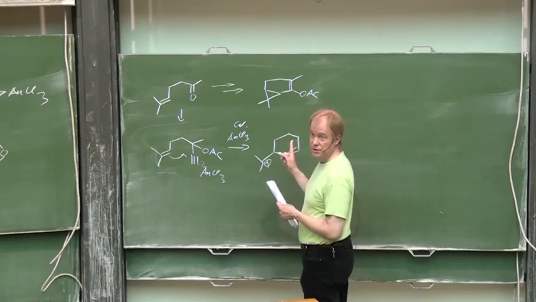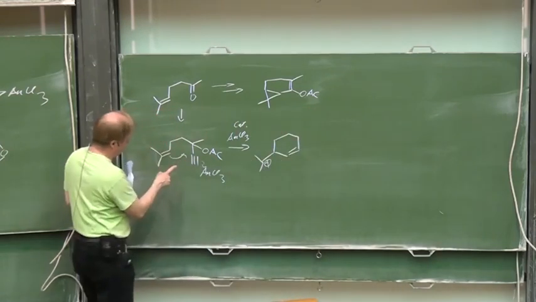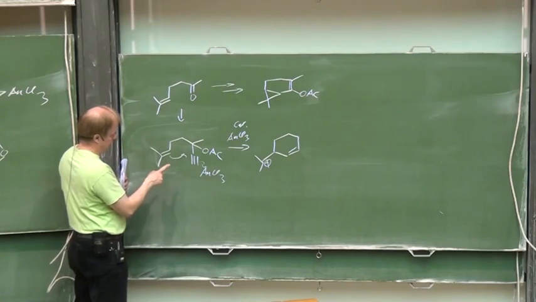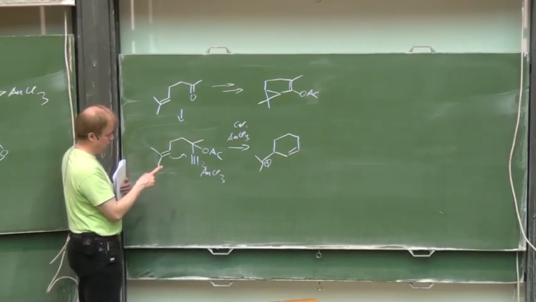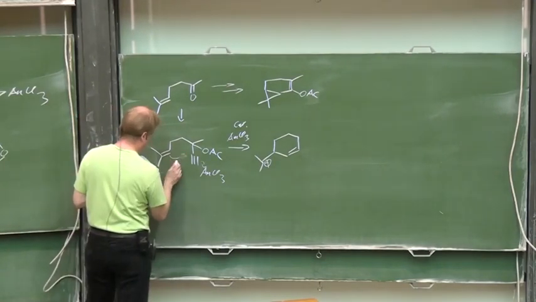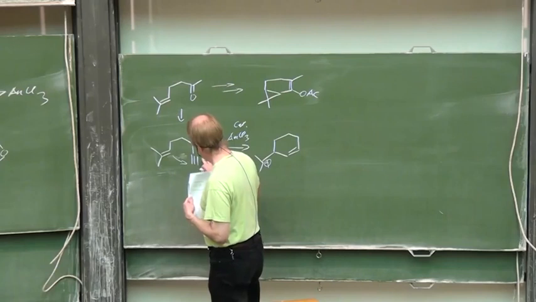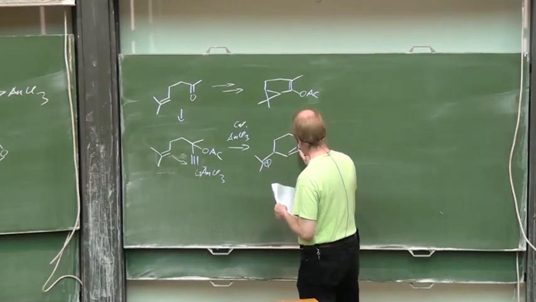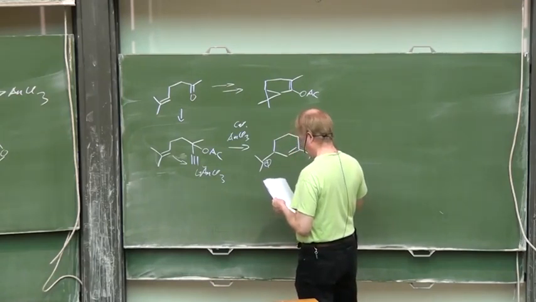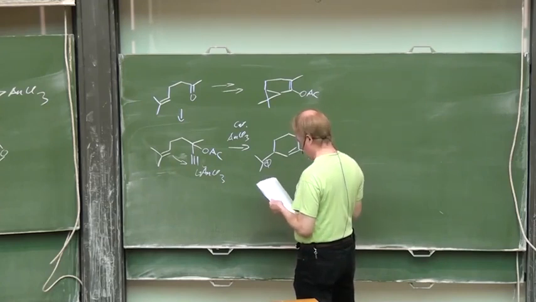I should better pay attention here because, as you see here, I was drawing a 5-exo cyclization, but we found a 6-endo. Well, I have no idea why this happens in this case. Okay. At least this seems to be the experimental fact.